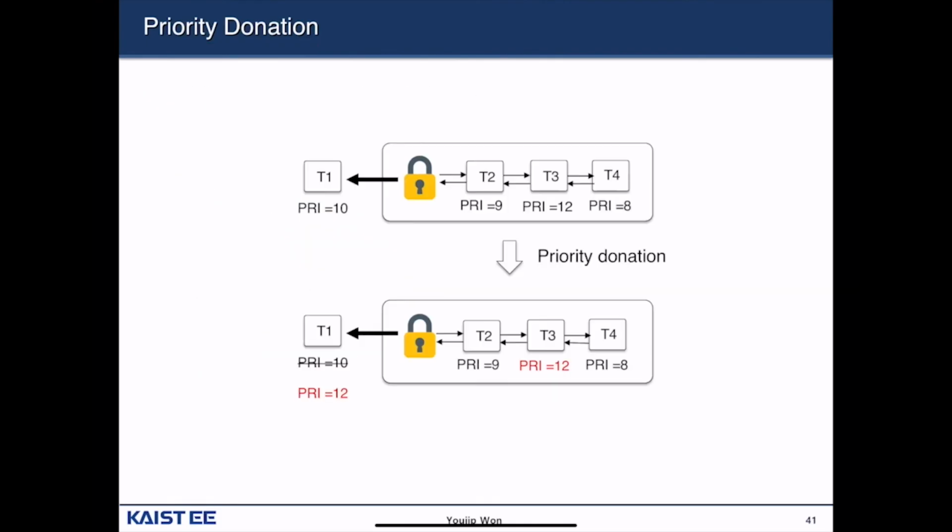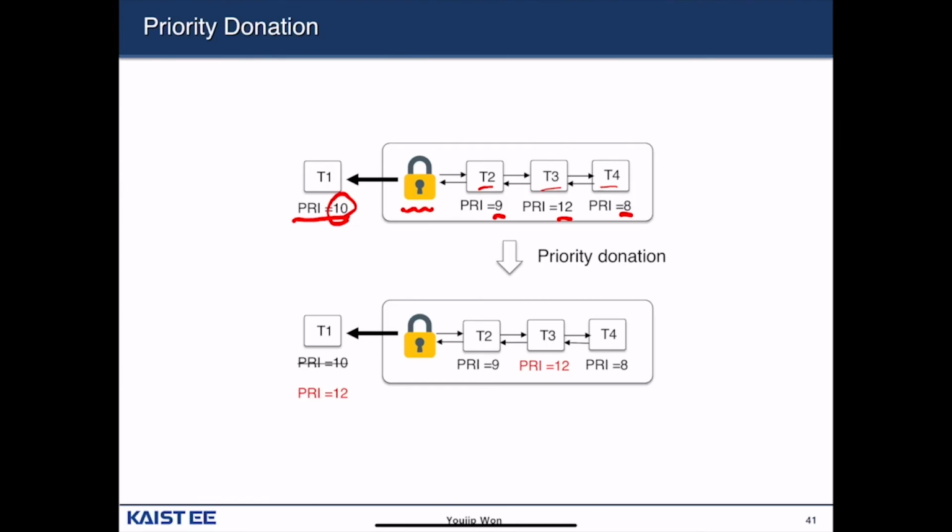In the system without priority donation, there is a lock, and this lock is currently allocated to thread 1 with priority 10. After thread 1 acquires the lock, 3 threads have arrived: thread 2, thread 3, and thread 4. Each of these threads has priority 9, 12, and 8. Without priority donation, the priority of thread 1 remains as 10.